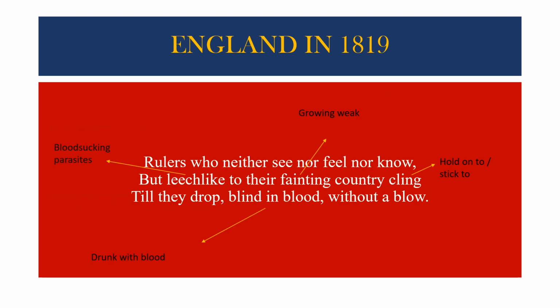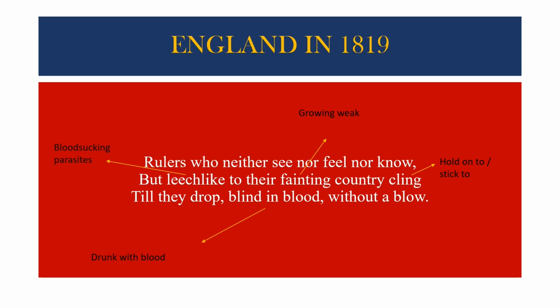Here are the next three lines. Rulers who neither see nor feel nor know, but leech-like to their fainting country cling, till they drop blind in blood without a blow. Now here in these three lines, in the previous lines he has talked about the king and the princes. Now he talks about the rulers.